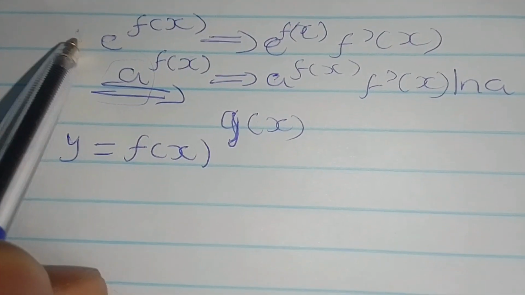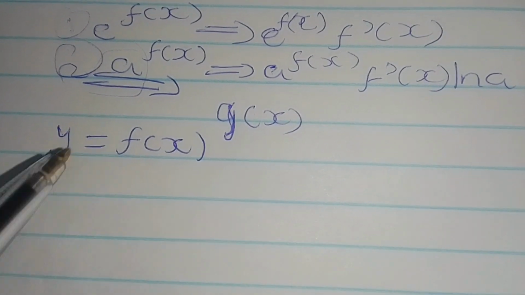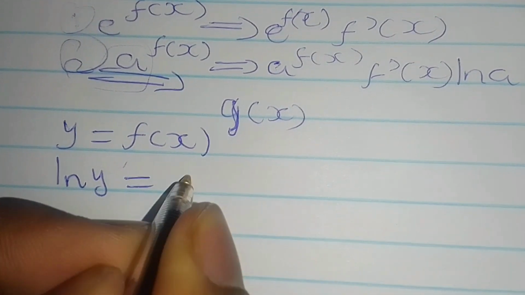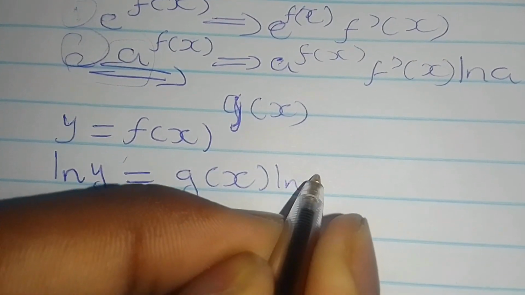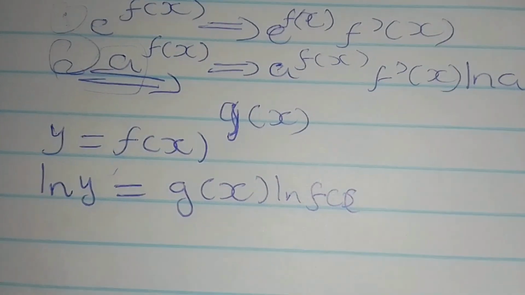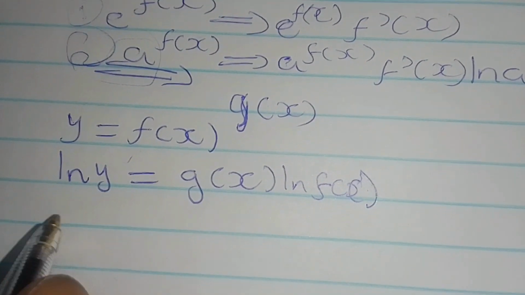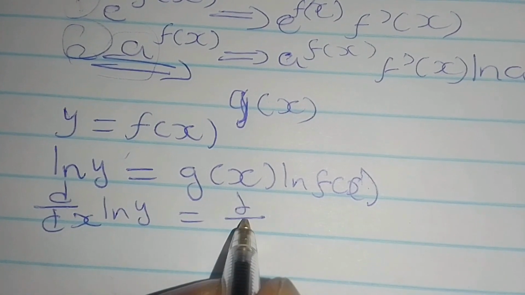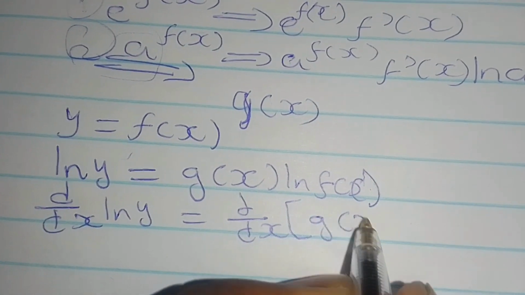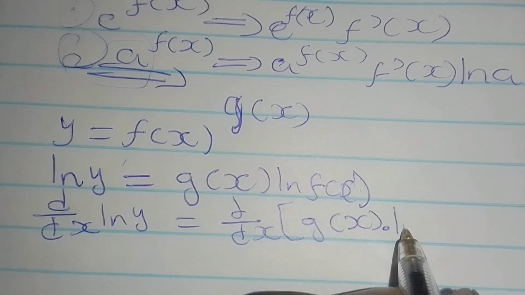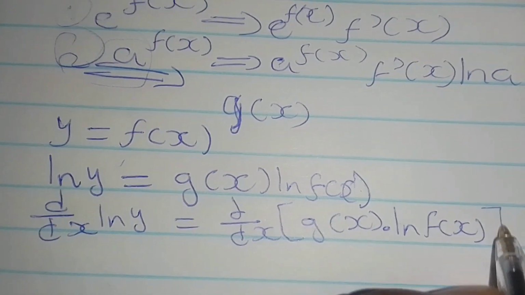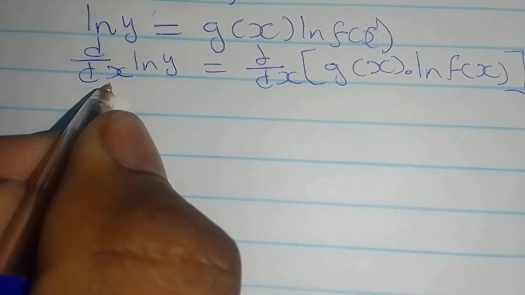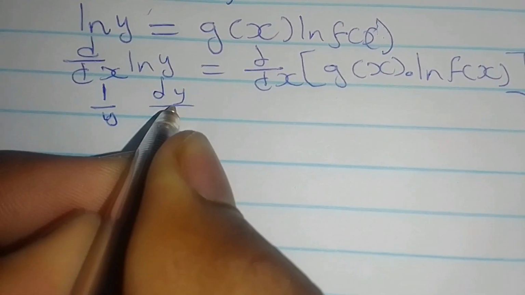So you basically have to know these rules, and now I'm going to prove the third rule to you. What I'm going to do is take ln on both sides, and I'm going to have ln y equals g of x ln f of x. Then d over dx of ln y will be d over dx of g of x multiplied by ln f of x. So now d over dx of ln y is going to be 1 over y dy over dx.